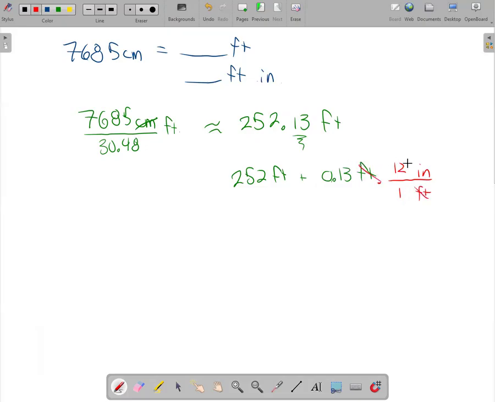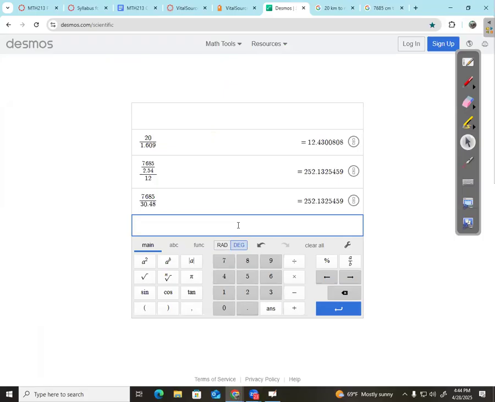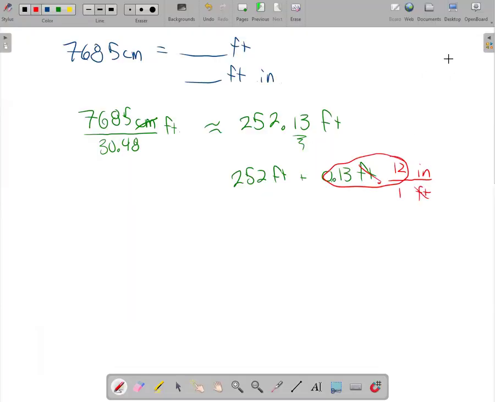So the feet will go if I multiply just that by 12. I'll check that on my calculator. 0.13 is the decimal I'm keeping. If I multiply that by 12, that should turn it into inches, and I get a little over 1.5 inches. So that gives me about 1.56 inches. So 7,685 centimeters is about the same as 252 feet and about 1.5 inches.